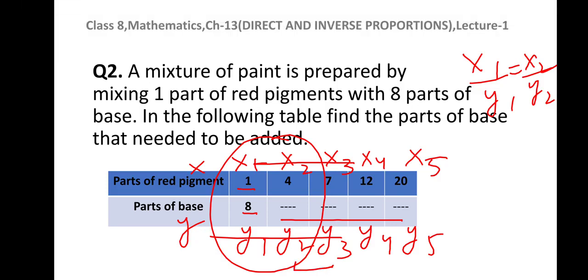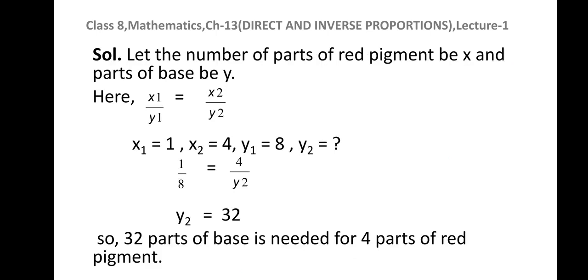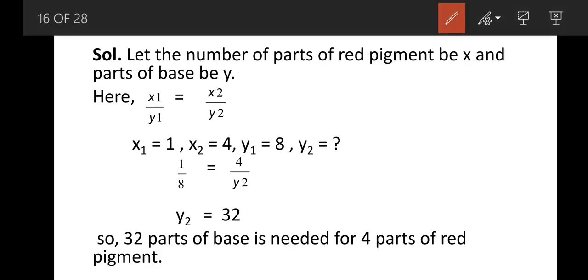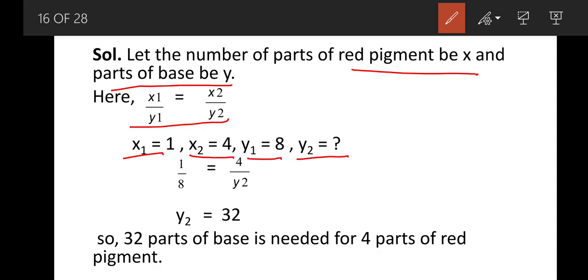I will be explaining it in the further slides. It will be more clear then with proper steps. Let the number of parts of red pigment be x, as I told you, and parts of base be y. We know that when they are in direct proportion, this is the formula which we are supposed to use. So x1 is given to us in the table, that is 1. x2 is given to us in the table, 4. y1 is 8, and y2 we are supposed to find out. So taking their ratio, x1 over y1, that is 1 over 8, is equal to x2 over y2, that is 4 over y2.